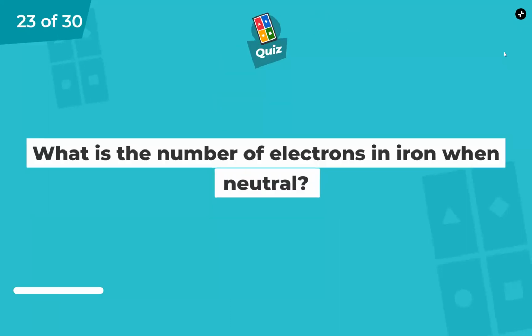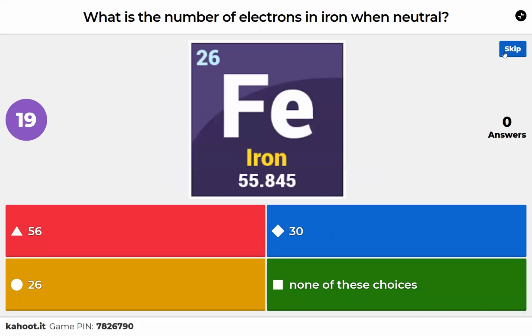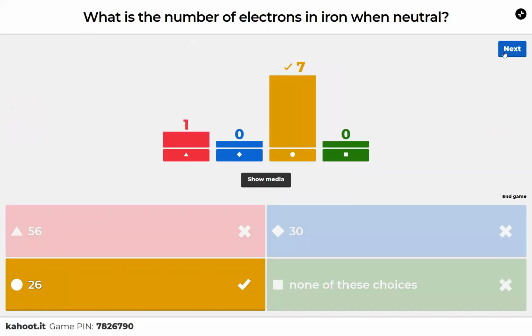All right, number 23, 8 questions left. When neutral, the number of electrons in iron is the same as one of those two numbers. Same as the atomic number. All right, next question.